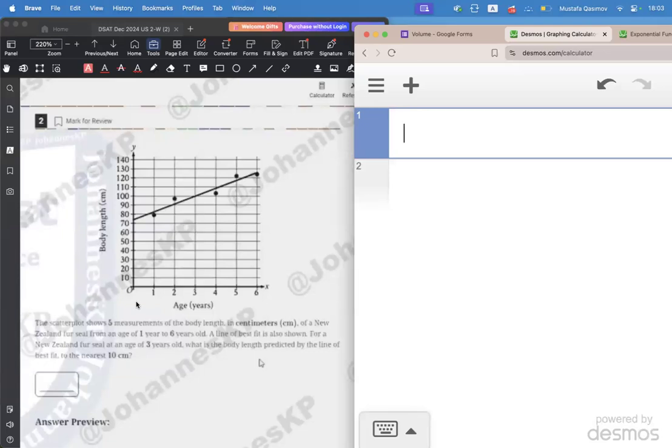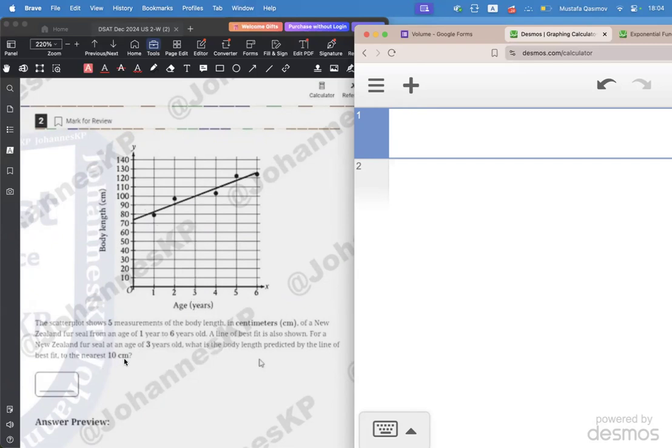For a New Zealand at age of 3 years old, what's the body length nearest 10 centimeter? Just wait. Age 3, for 3, probability is 100. Okay. Yeah, for 3 it is 100.